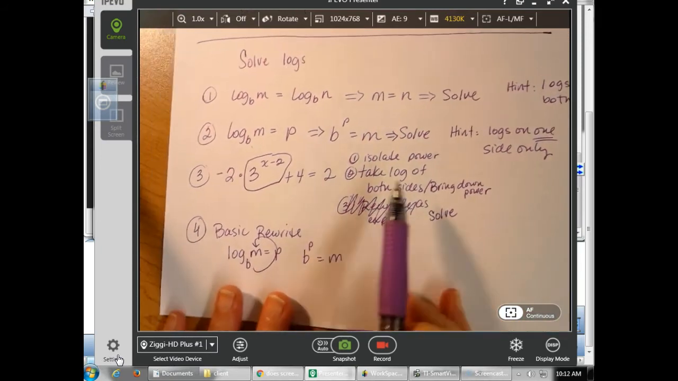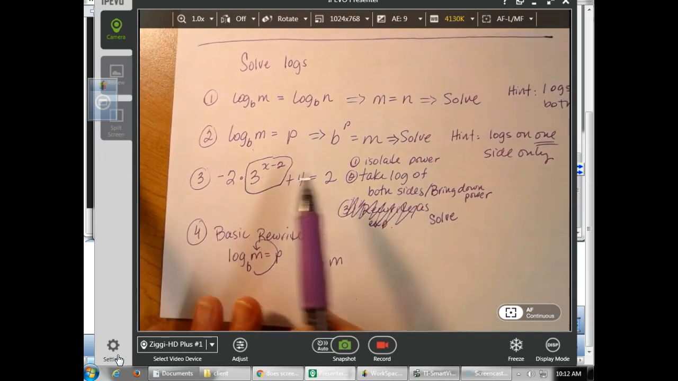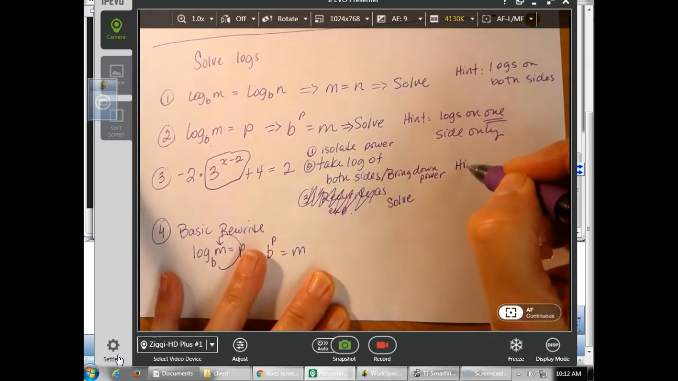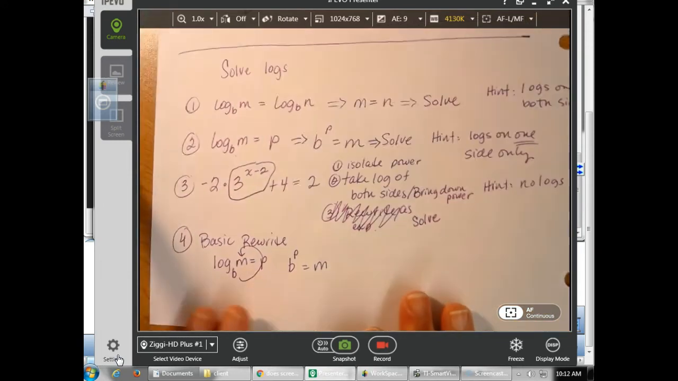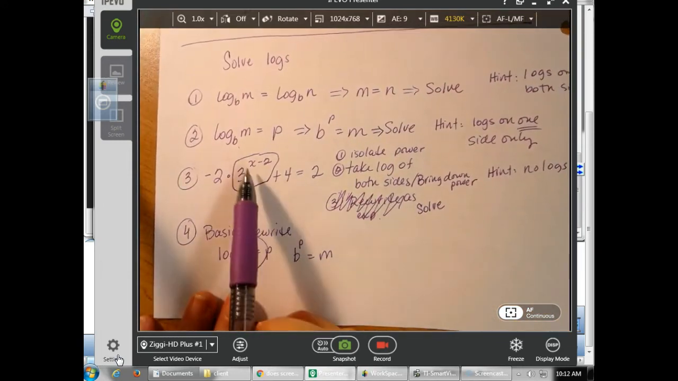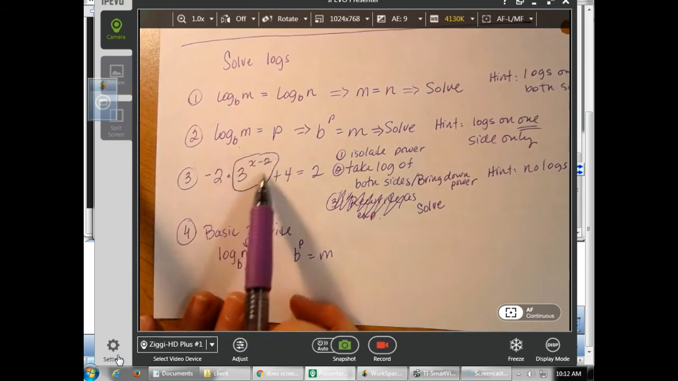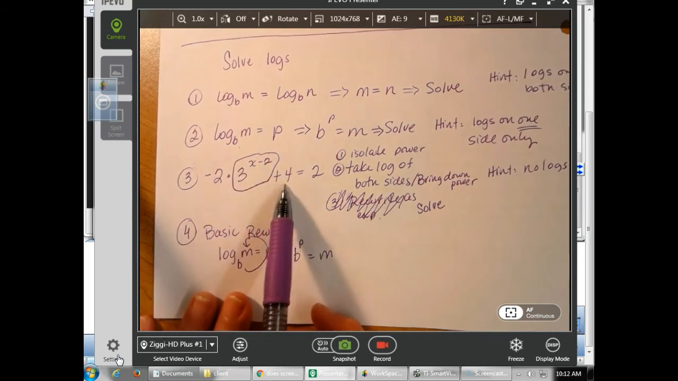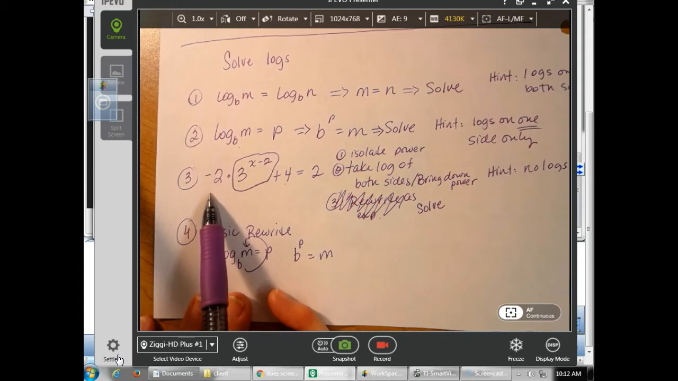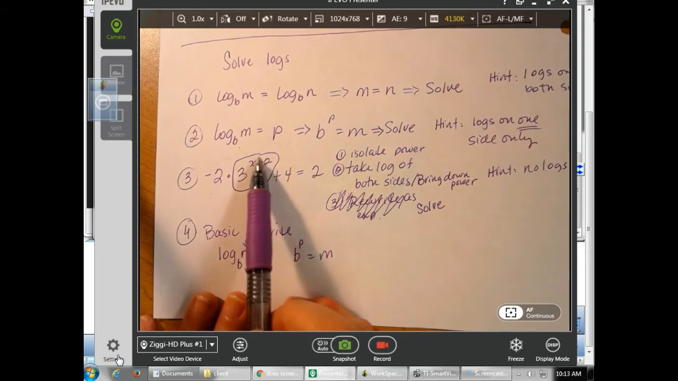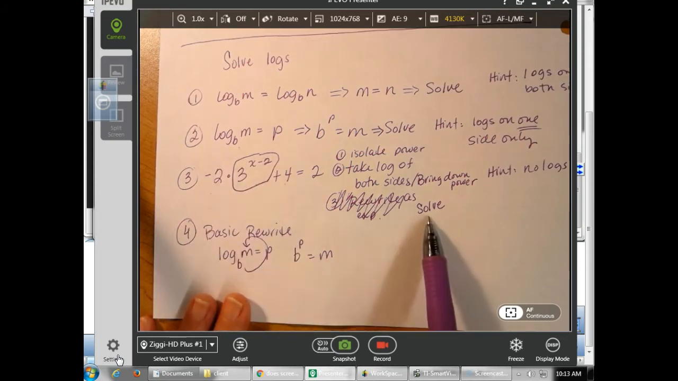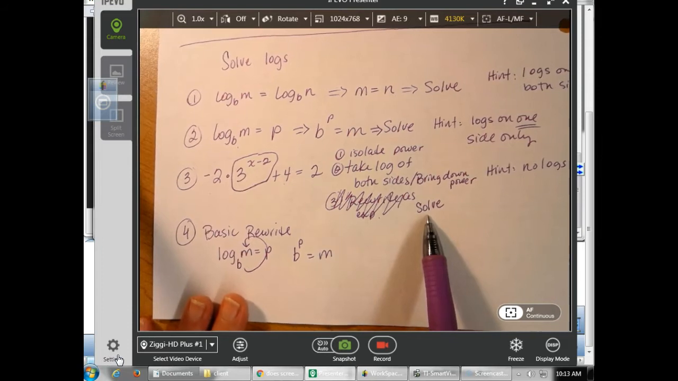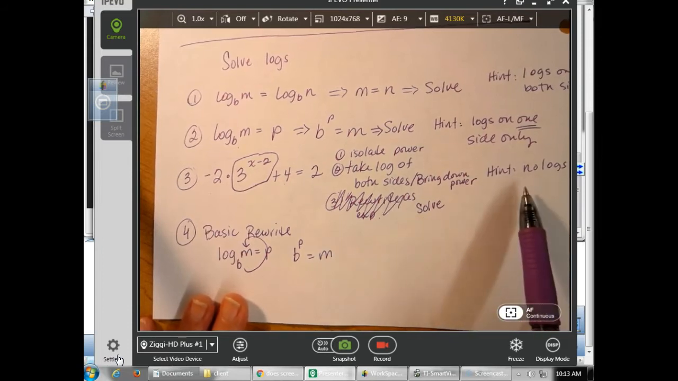The third concept area is when you have no logs at all. I meant to write this hint out over here: no logs, and you're solving an exponential equation. So what you want to do is isolate your power, and that's why I boxed this one off. I would subtract 4 and then divide by -2. Then I would take the log of both sides, and that would allow me to bring the exponent down front as multiplication. And then from there you just solve. So we'll do some of those. And again, the hint there is there are no logs at all.